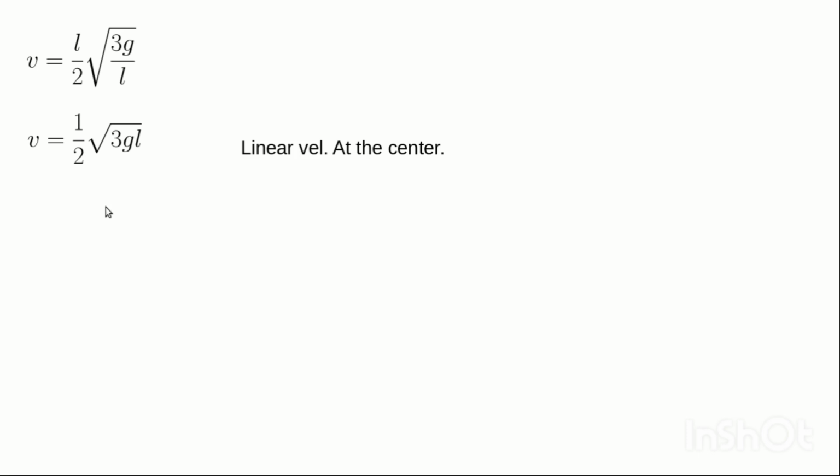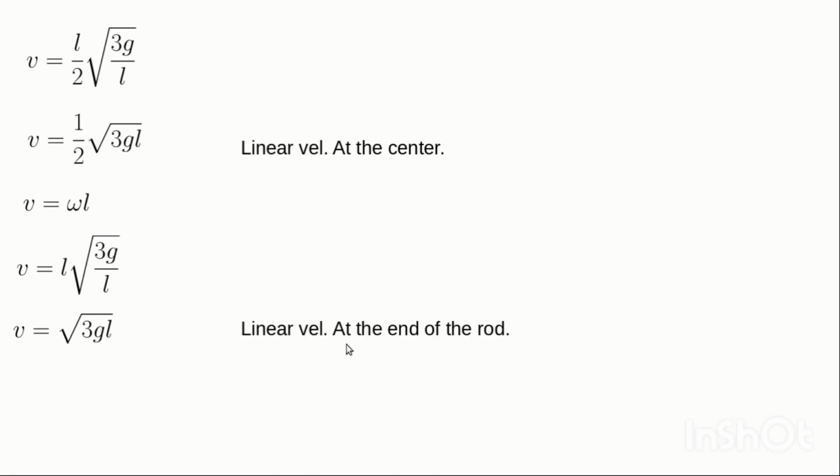Then let's consider the tip, that's the bottom. We have v equal to omega L, because this one is the full length. When we replace omega with its expression, we have v equal to the square root of 3gL. So this is the velocity at the tip, the linear velocity at the end of the rod. We can see that there is a difference between the linear velocity at the tip and at the center. The velocity at the tip is greater than that at the center by a factor of two.